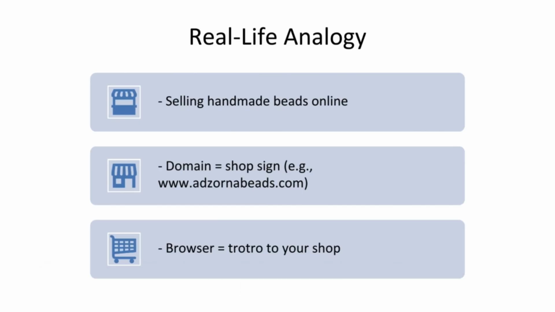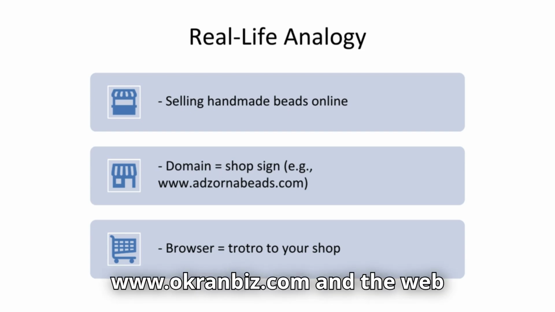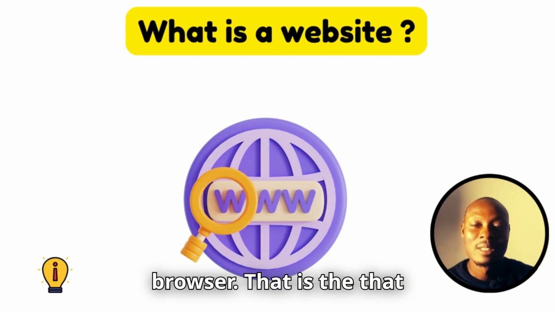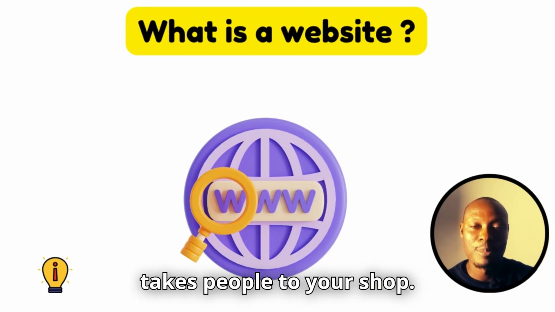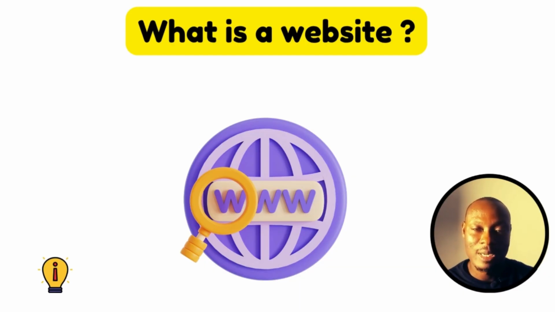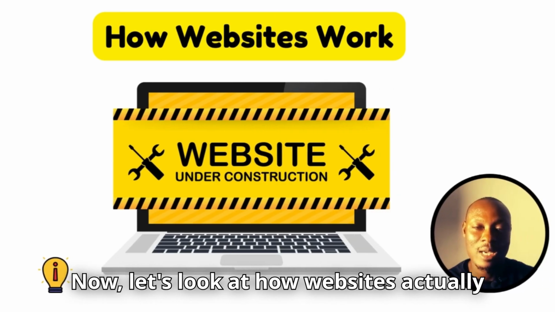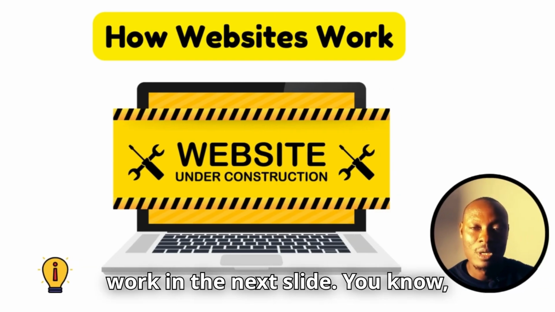For example, www.okranbees.com, and the web browser. That is the vehicle that takes people to your shop. You get it? Now let's look at how websites actually work in the next slide.